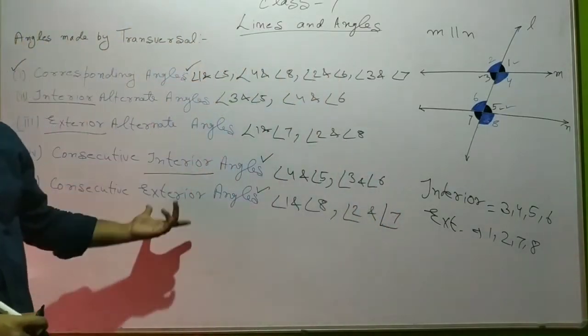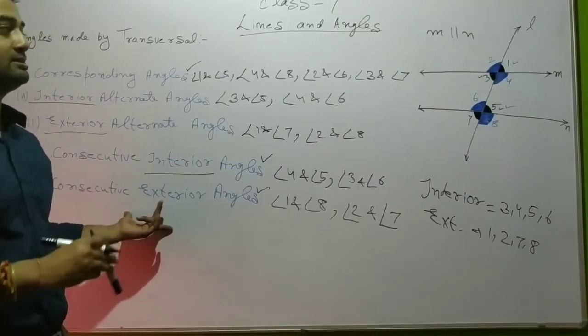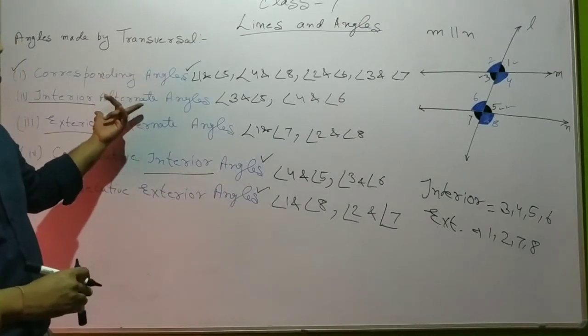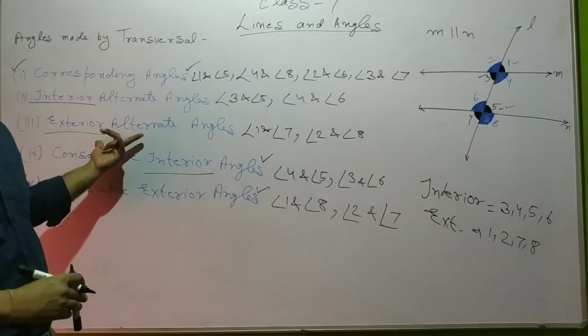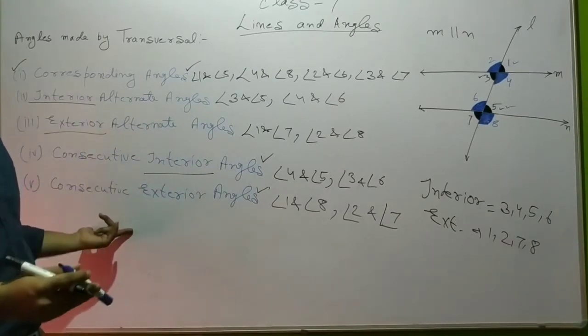All these angles exist whenever a pair of line segments is intersected by a transversal: corresponding angles, interior alternate angles, exterior alternate angles, consecutive interior angles and consecutive exterior angles.